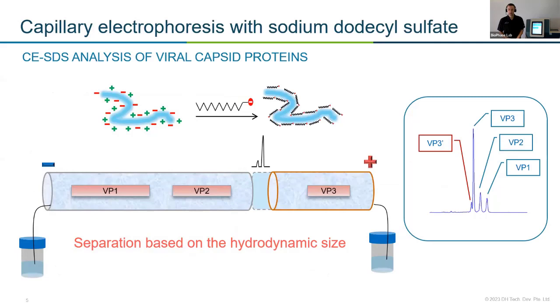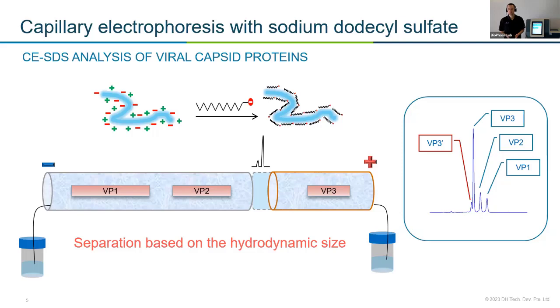Now, CE-SDS does give us a very nice size-based separation, as we see here. We're going to take our protein, and it's going to be really just coated with SDS molecules to give it a uniform negative charge that's relative to its size. So our separation is really based on the hydrodynamic size of our protein.